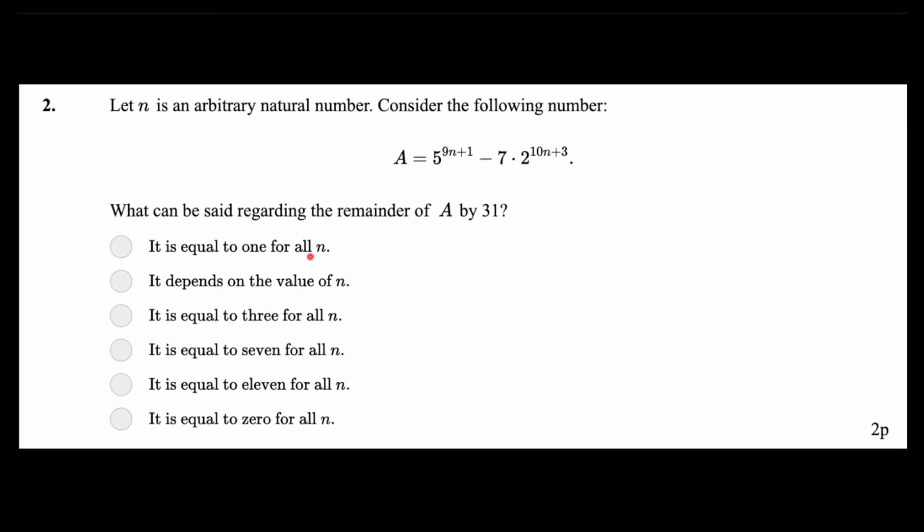Of course, you have a lot of options here. It is equal to 1 for all n. It depends on the value of n. It is equal to 3 for all n. It is equal to 7, and so on. But the point is that I want to find the remainder of this number by 31, and n is unknown, but is a natural number. Okay, so let us go to the board now.